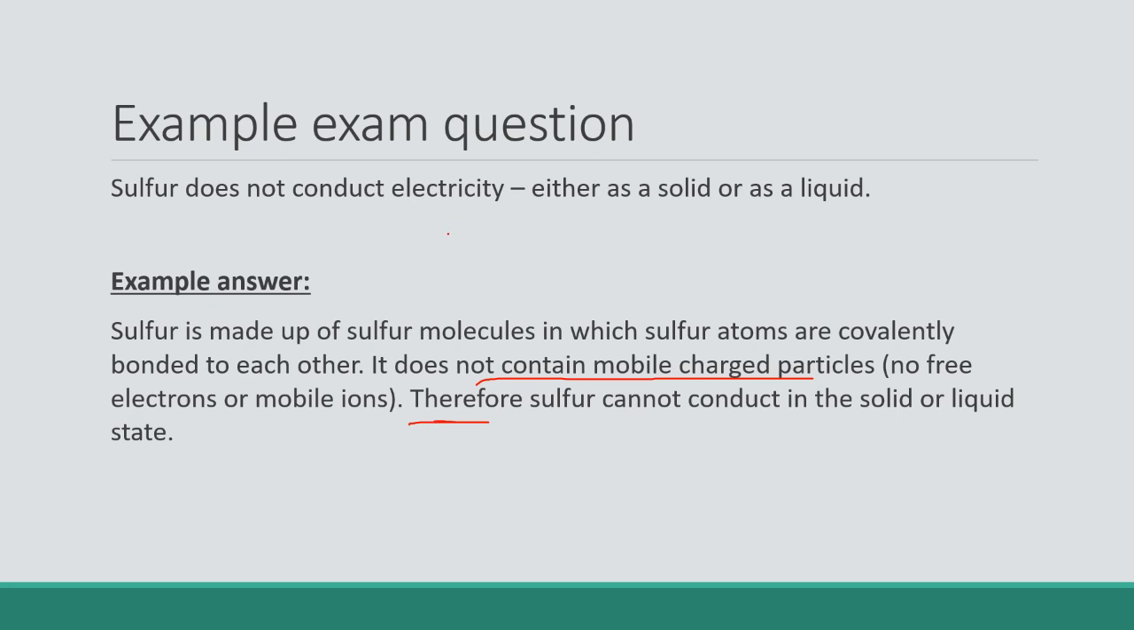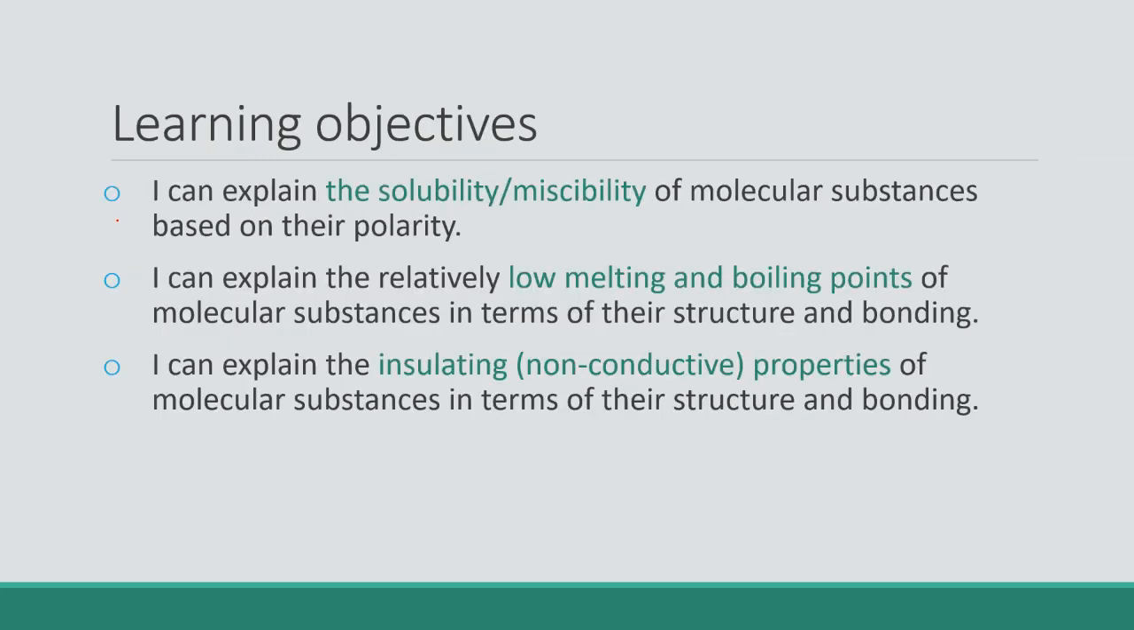Now, sulfur is S8, so its molecules have 8 sulfur atoms, but you actually don't need to remember that. You just need to remember that sulfur is a molecular substance. Okay, so this video has been how to explain the solubility, which another word for that is miscibility, of molecular substances, the relatively low melting and boiling points, and the fact that molecular substances do not conduct electricity.